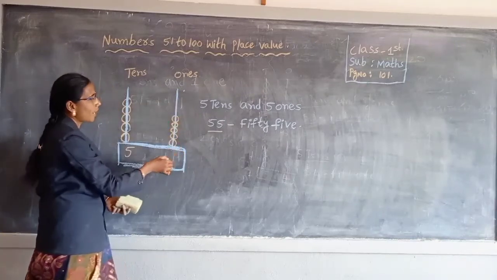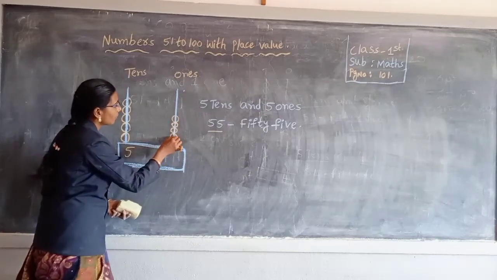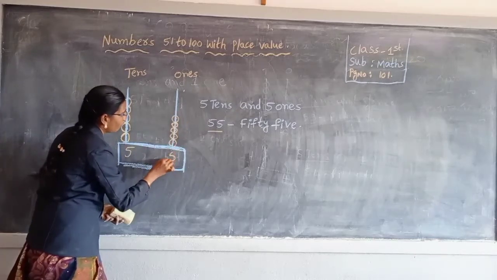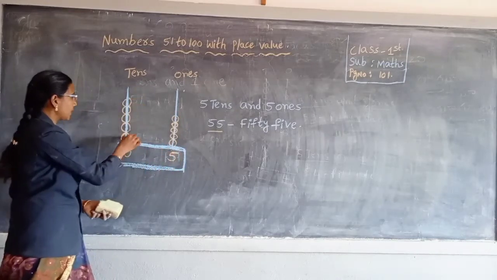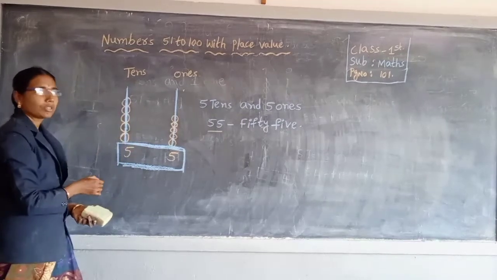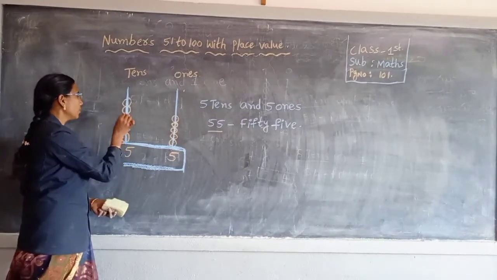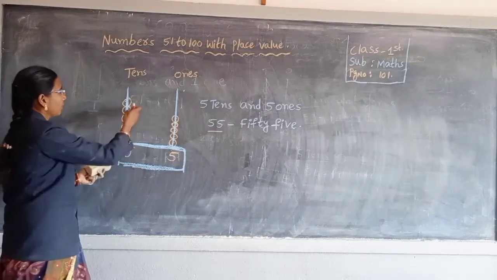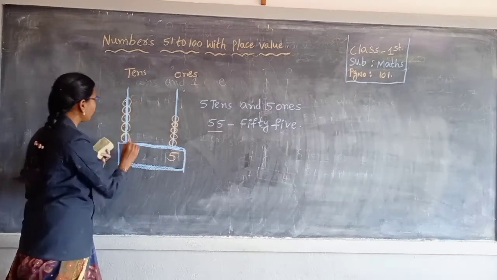How many plates do you have? Count, children. 1, 2, 3, 4, 5. 5 plates. 10 plates. How many plates do you have? Count, children. 1, 2, 3, 4, 5. 5 tens. How many tens do you have?